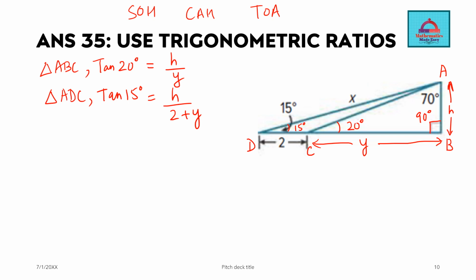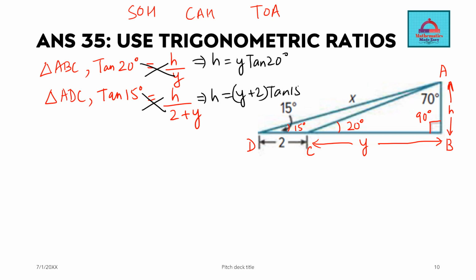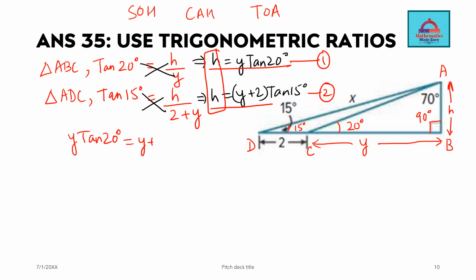Now what I'm going to do, I'm going to use cross multiplication. I'm going to cross multiply, and I will get the value of h. So h is going to be y tan 20 degree from here, and from here h is going to be y plus 2 tan 15 degree. Now both are equal. This is also h, this is also h. So from equation 1 and 2, because the left side is equal, h and h, the right side will also be equal. So y tan 20 is going to be equal to y plus 2 tan 15.